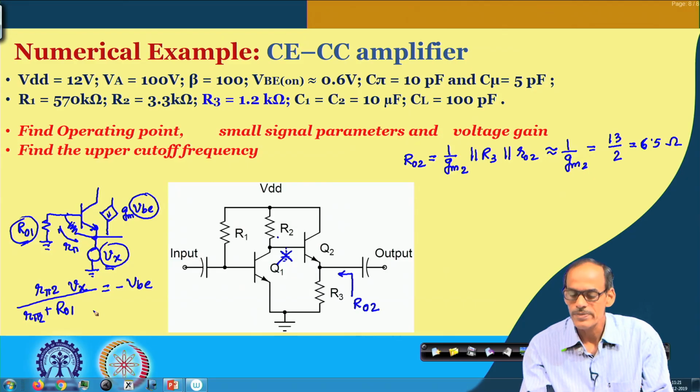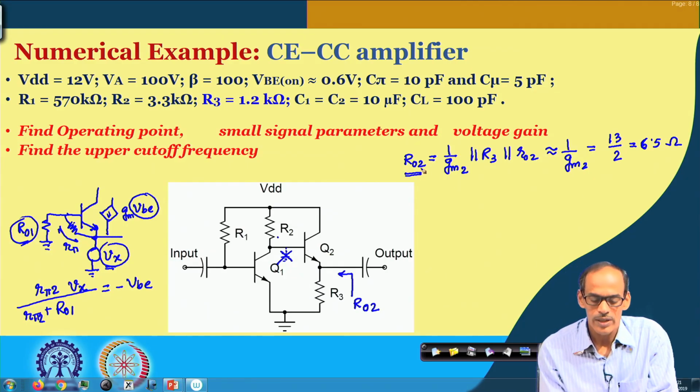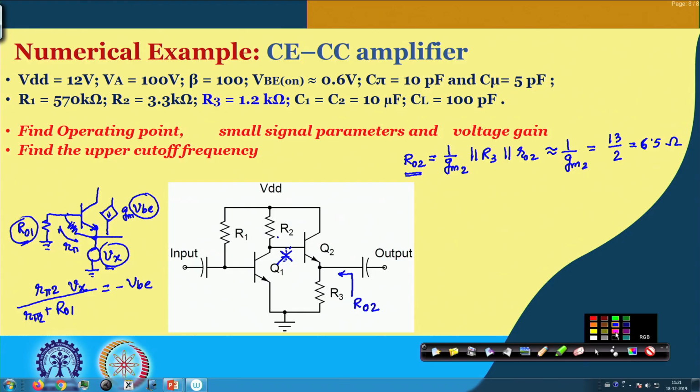So, whatever the expression we obtained for this RO2, assuming that its base node is properly grounded, that needs to be changed. So, what is the changed output resistance? RO2 should be 1 by GM2 multiplied by this attenuation factor. So, that attenuation factor is R pi 2 divided by R pi 2 plus RO1.